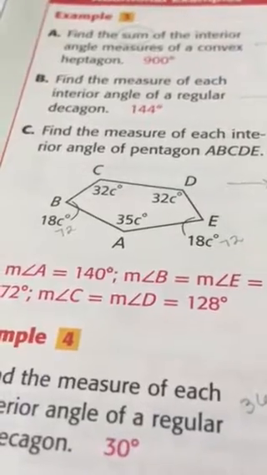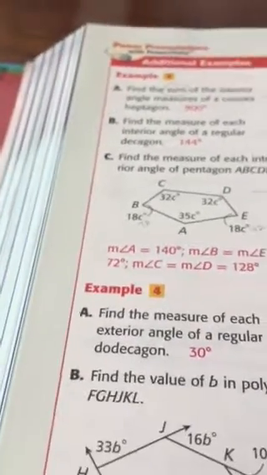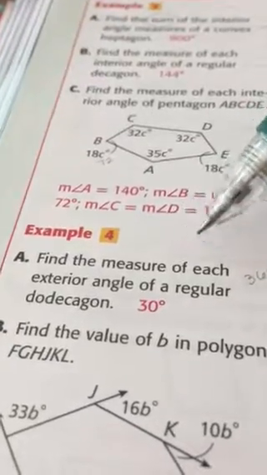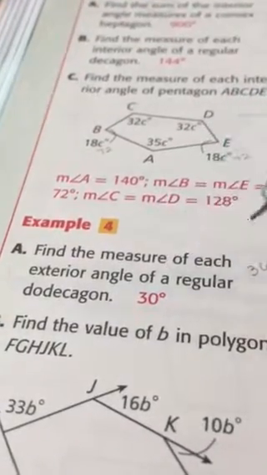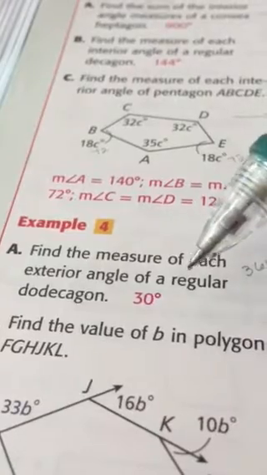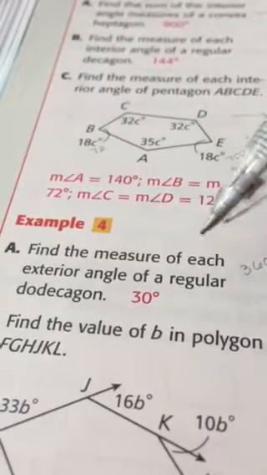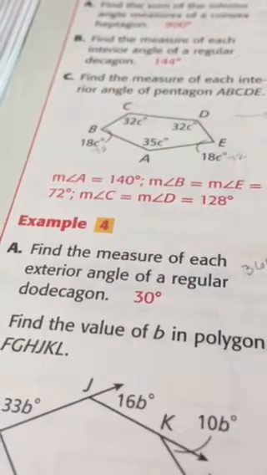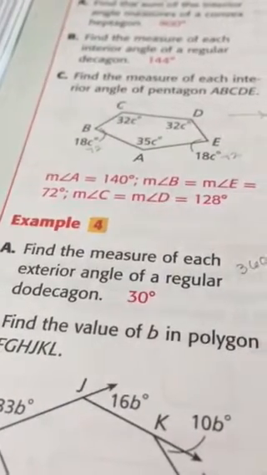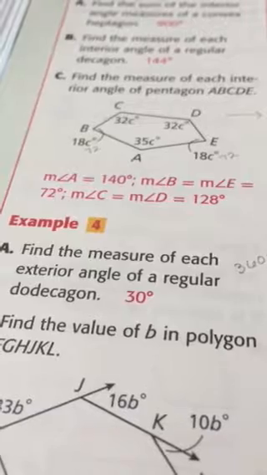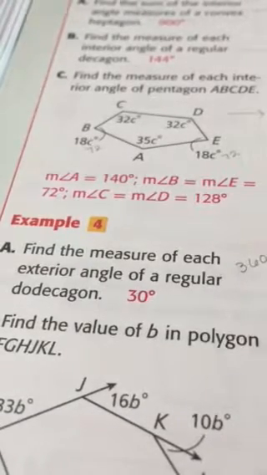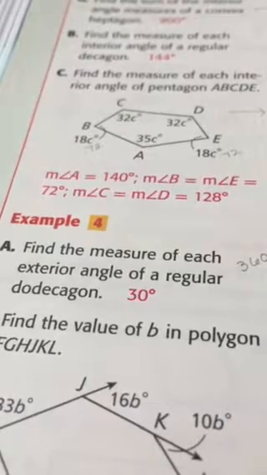All right, and moving on to 2 more examples. Example 4 says, find the measure of each exterior angle of a regular dodecagon. Remember what regular means. All the sides are going to be congruent, all the angles are going to be congruent, but of course here we're dealing with angles. So find the measure of each exterior angle of a dodecagon. That's a 12-sided figure. You need to be able to know that on your own for the test.